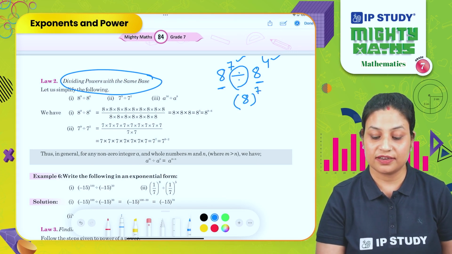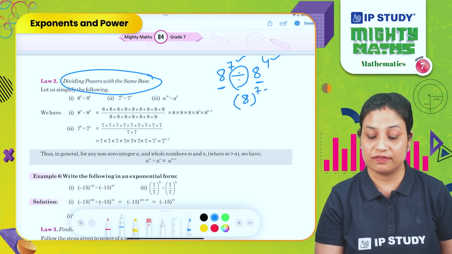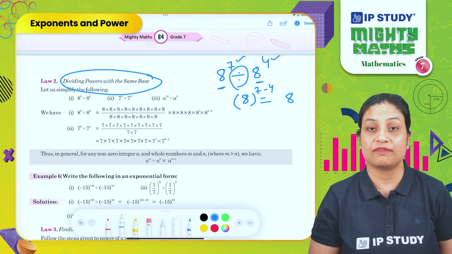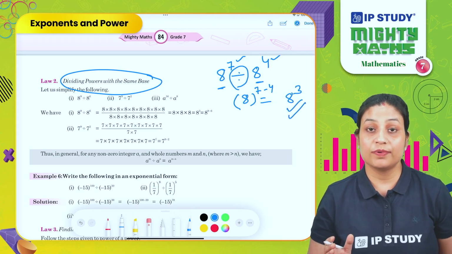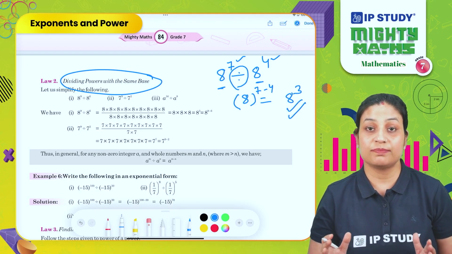So what will I write? I will write 8 raised to the power of 7 minus 4. So what will I get? 8 raised to the power of 3, right? So this is my required result. I hope this law is very much understood by you.